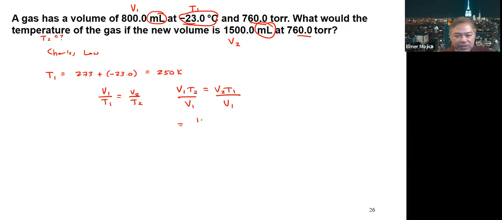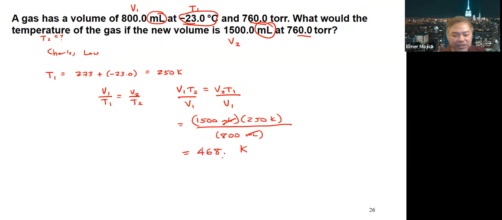So we're going to put here the 1500 ml times the 250 Kelvin, and then divide it by 800 ml. If you look at that, the milliliters just cancel out, so the unit that you have here is Kelvin. If you do the operation, you will get around 468.8 Kelvin. I'd like you to double check that just to make sure that it is correct.